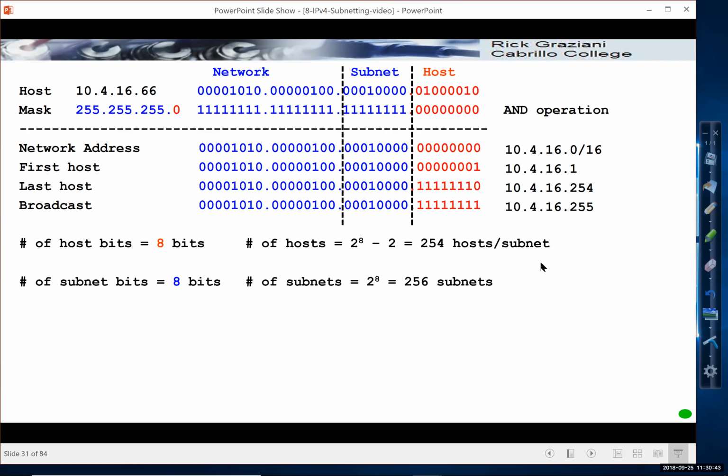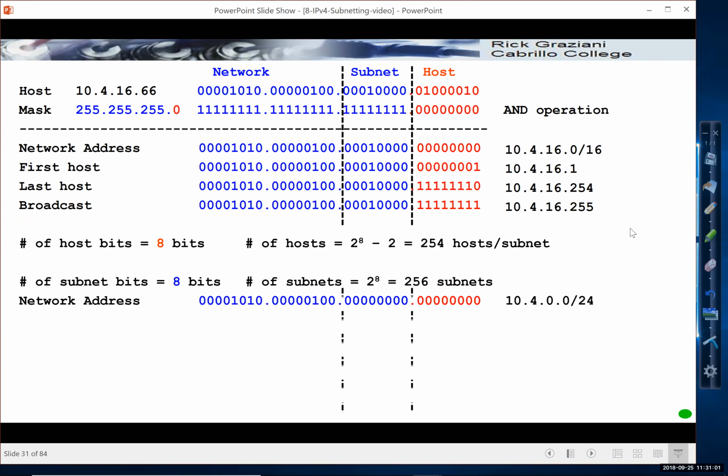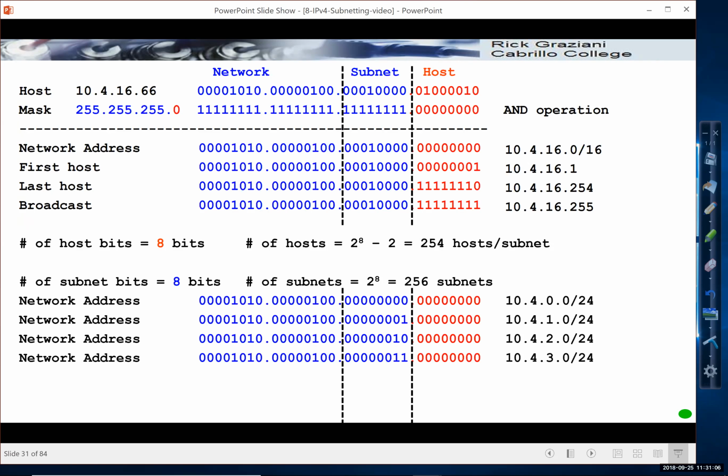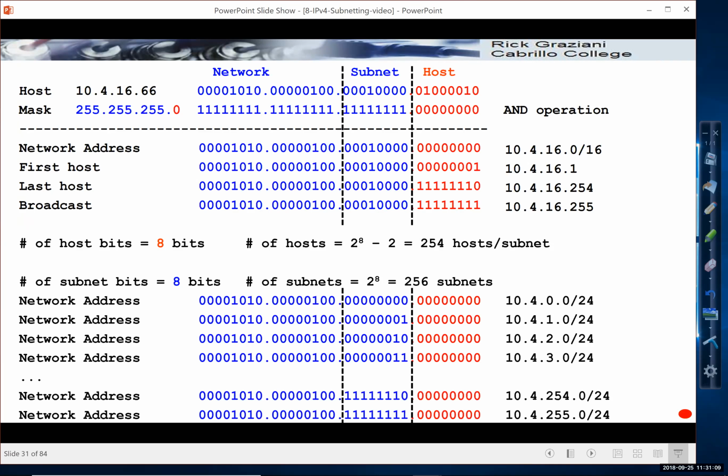What do those subnet addresses look like? Well, all we have to do is, in this subnet portion between these two lines, start with all zeros. That's our first network address, 10.4.0.0. This is a /24. The first 24 bits are the network portion. And we just increment that by 1. We just keep on counting all the way till we get all ones in the subnet portion. And we can see where we get our subnets 0 to 255 in that third octet. It was by incrementing those bits.